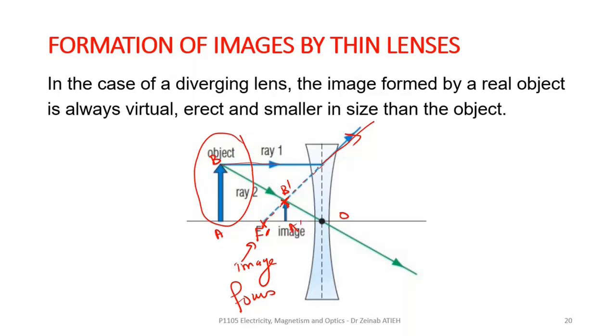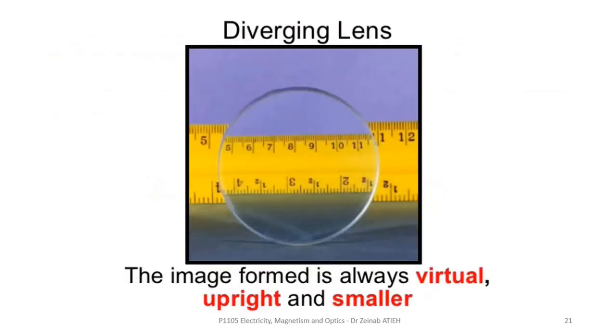So you can see that my image is virtual. Even if the object is real, I have a real object, the image came out on the same side as the object. So this is a virtual image. So I have to keep just this information in mind, that if I have a real object, my image will always be virtual, erect, and smaller in size. Now take a look at this figure. Here we are using a diverging lens.